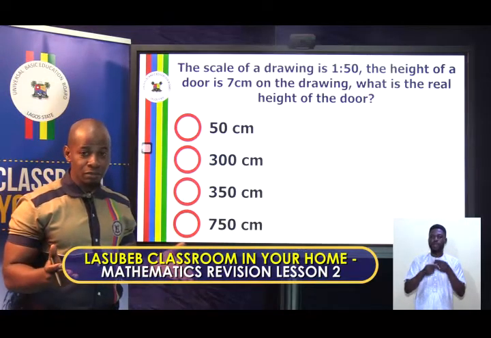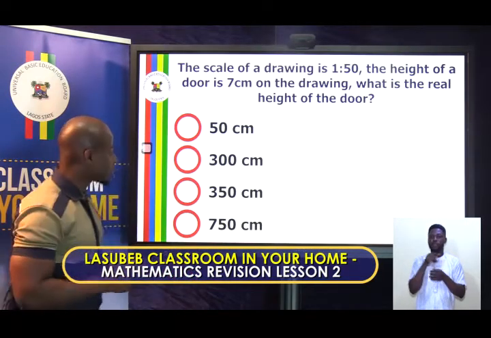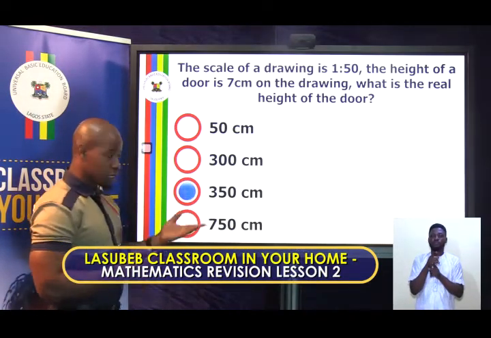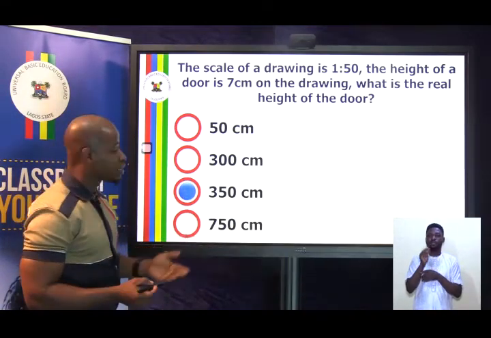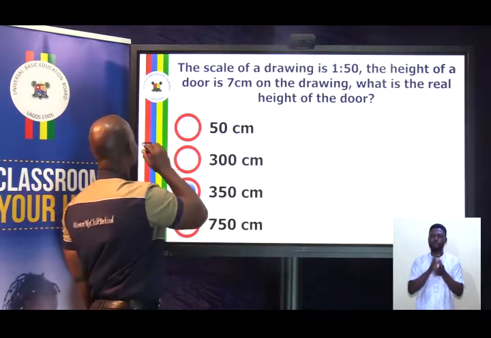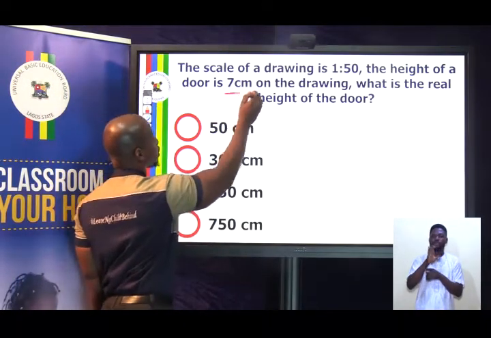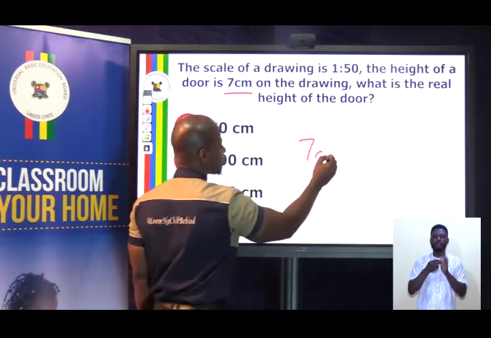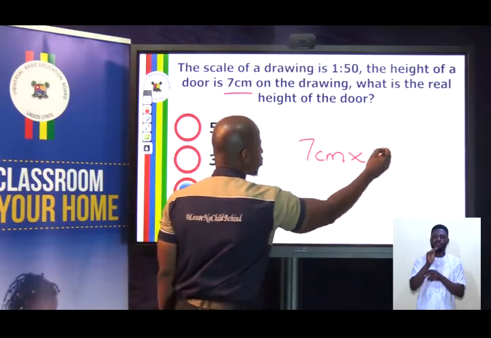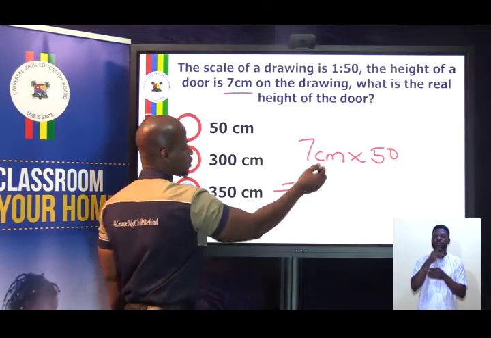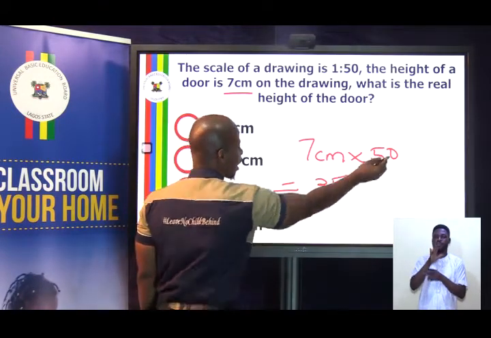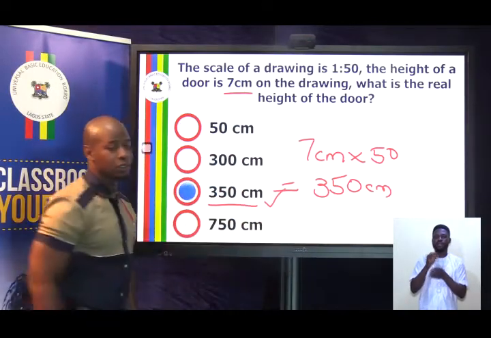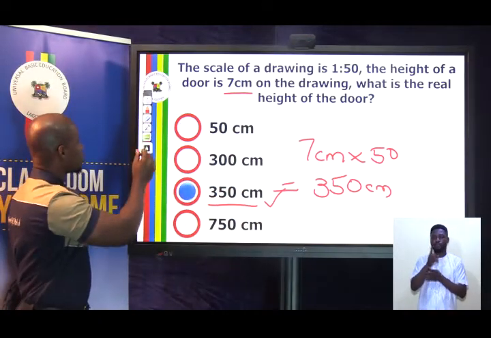Real height? Well, I'll tell you the answer. You should have the answer by now, but I'll just tell you. It's going to be 350 centimeters. Why is that? Because the paper distance is just 7 centimeters, but the real distance will be 50 times larger, and that means 7 centimeters times 50 is the real distance. 7 times 5 is 35. Add that 0 to it. You have 350 centimeters. That is the correct answer. I believe you got that right.